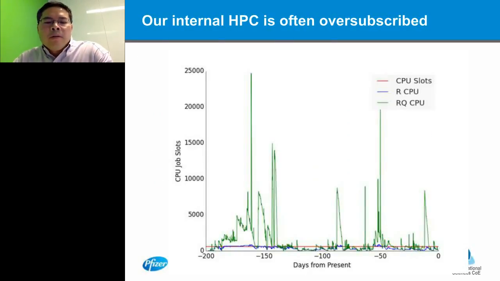Even with 640 cores, we find that the HPC is often oversubscribed. This red line is the 640. The blue line is the number of jobs currently running, and green is the number of jobs queued up waiting for job slots. So clearly, as good as the system is, it's not enough to cope with peak demand.